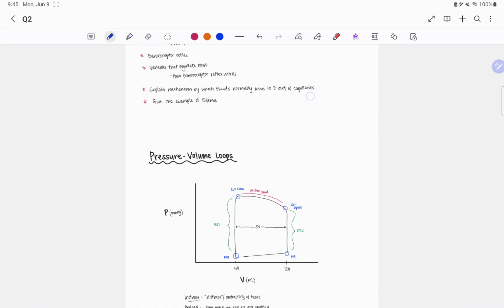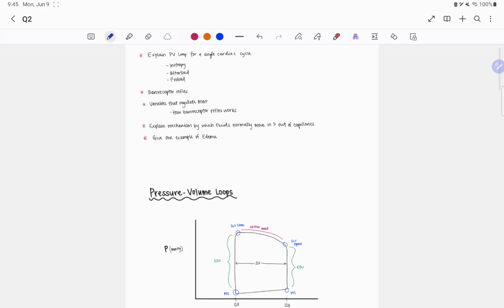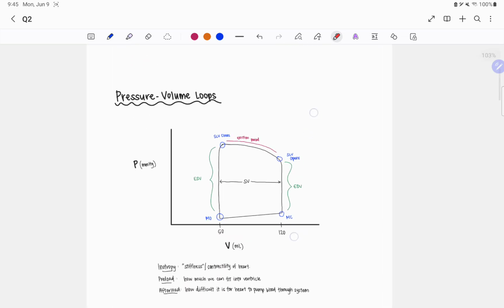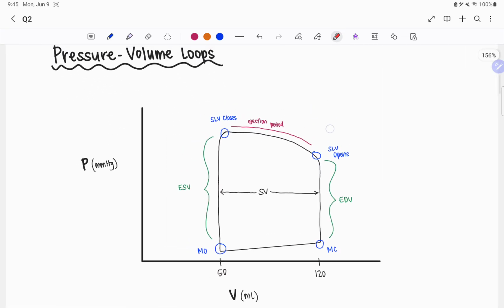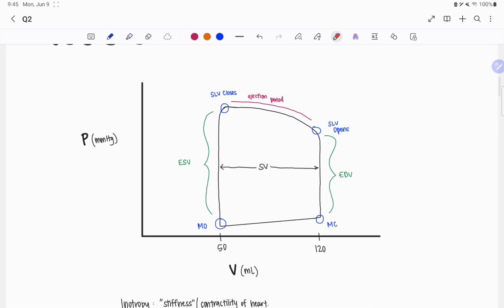Okay, like I said, PV loops, pressure volume loops. We'll talk about the baroreceptor reflex and how that regulates MAP, mean arterial pressure. And then we'll also talk about capillaries and then give an example of edema. So we're going to start with pressure volume loops, also known as PV loops.